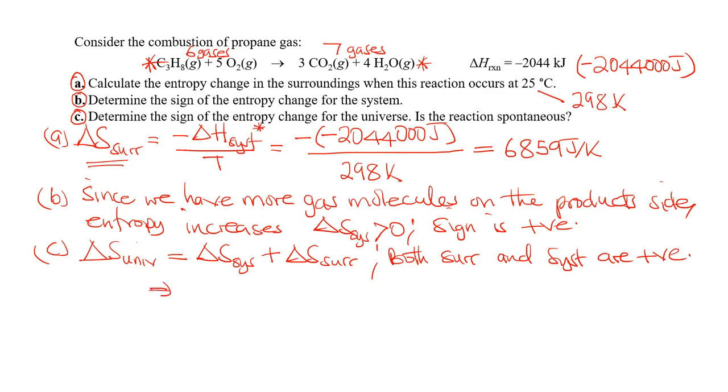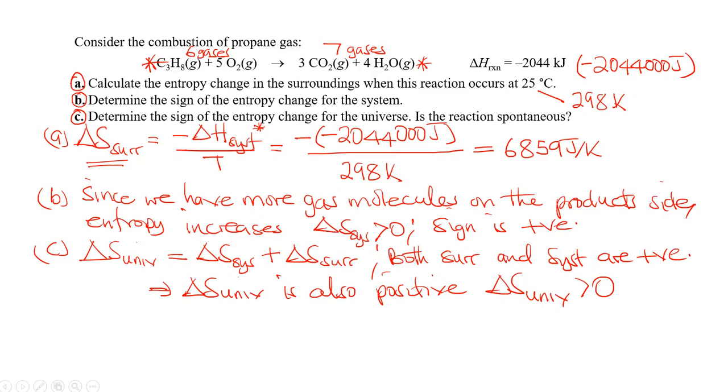This implies that the delta S of universe is also positive. Or we can say that delta S universe is greater than 0. So we are answering the question, determine the sign of the entropy change of the universe. We found that the entropy change of the universe in this case is greater than 0.